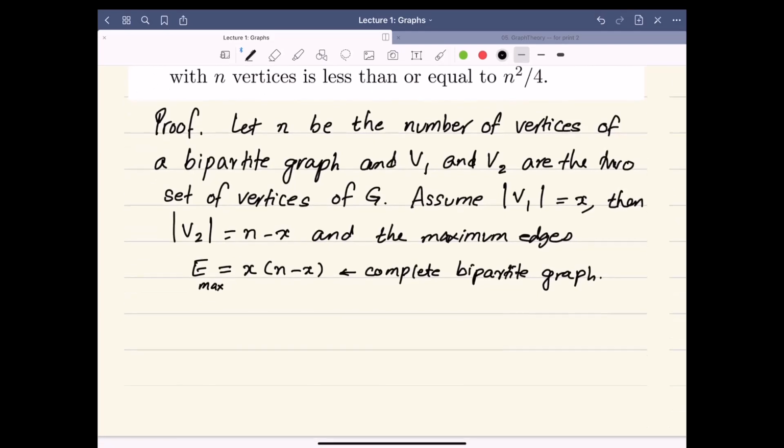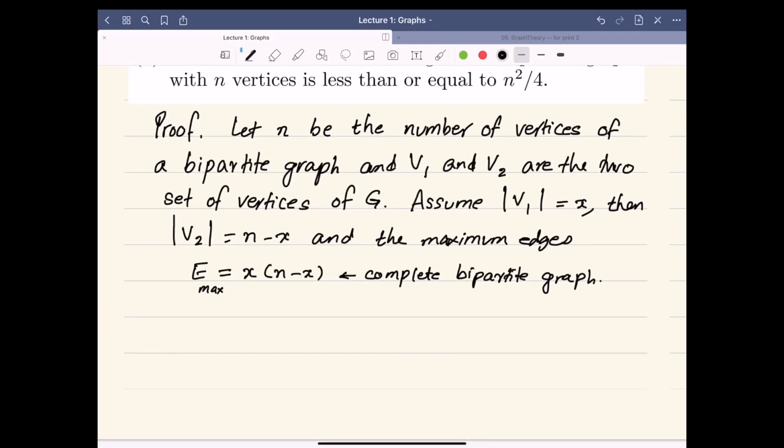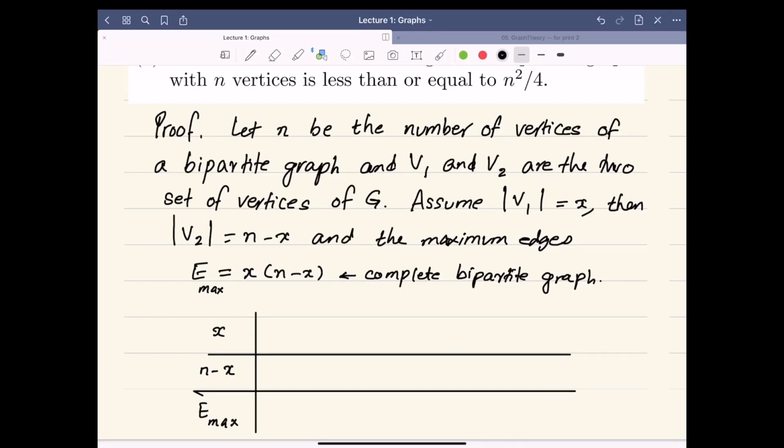Next, what is the value of x so that Emax gives me the maximum? Maybe we should demonstrate by the following example. Here we have x, here we have n minus x, and here we will have Emax. So we will make a table for each of these. Now, if x is 1, 2, 3, 4, 5, and 6, what will be the value of n? As an example, suppose n is equal to 6.